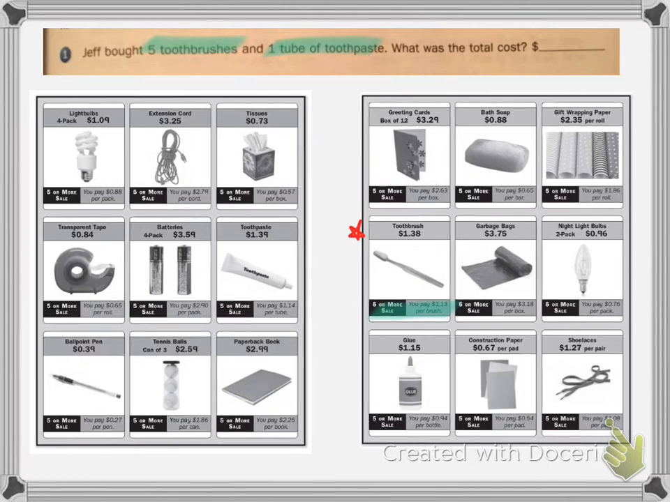Now the toothpaste is on the flyer on the left. You can see it over here. He's only getting 1 of them, so I'm going to have to use the top price up there of $1.39. So they want to know how much it is going to cost to get 5 or more toothbrushes and 1 tube of toothpaste. Now obviously I'm not going to have enough room on this page, so I'm going to go ahead and do this on the other page. But let's remember the prices. The toothbrush is $1.13 each, and the toothpaste is $1.39 each.